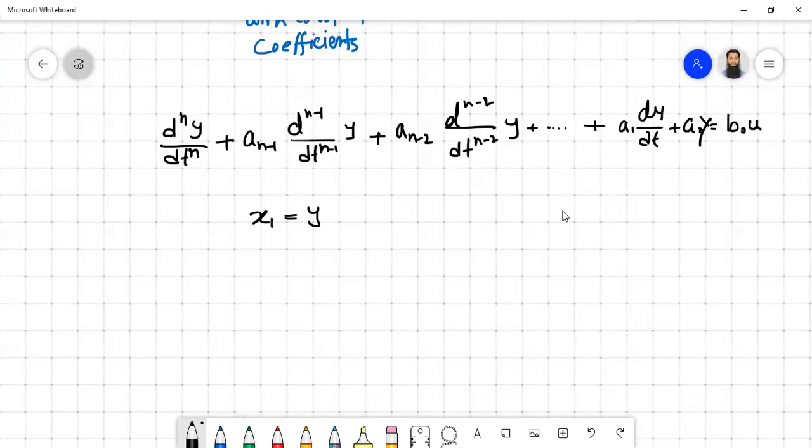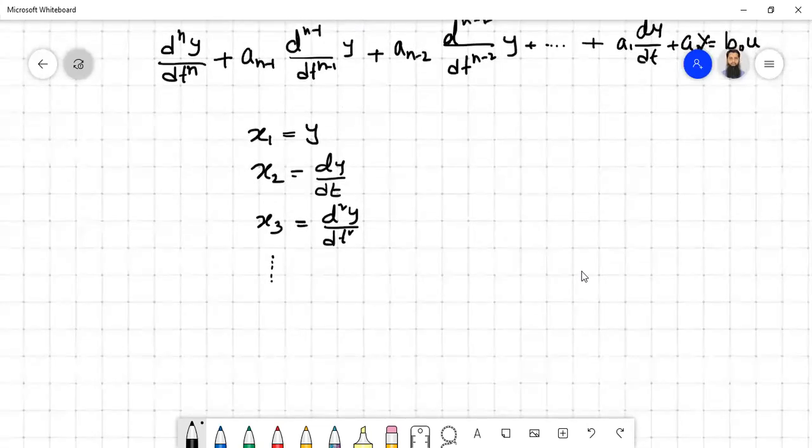So based on this idea, what will be x2? x2 will be nothing but dy by dt, the derivative of the previous one. Then x3 will be the derivative of the previous one, that is d square y by dt square, and it will go up to xn. So xn will be the derivative of the previous one, so basically d^(n-1) y by dt^(n-1).